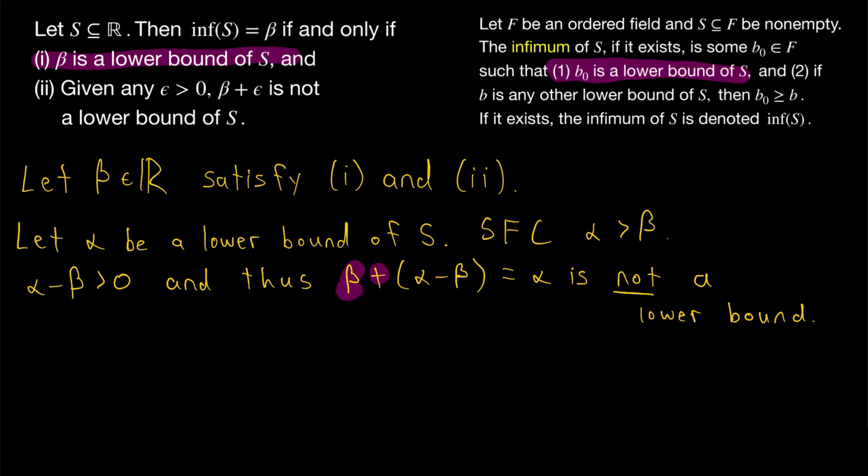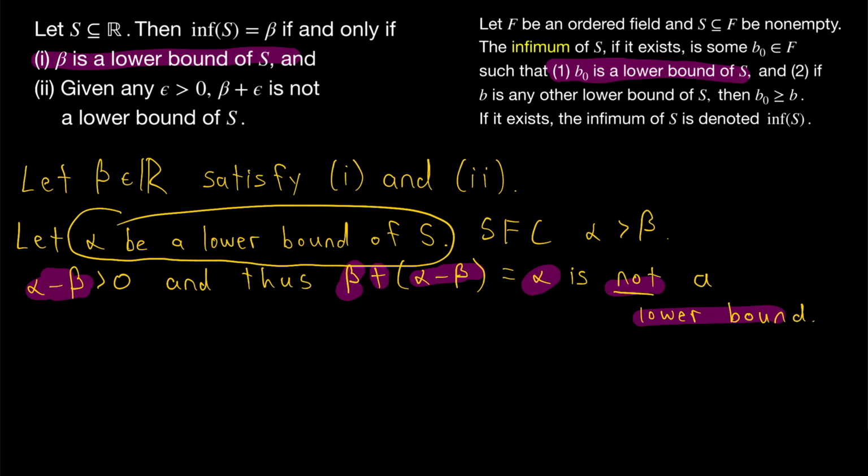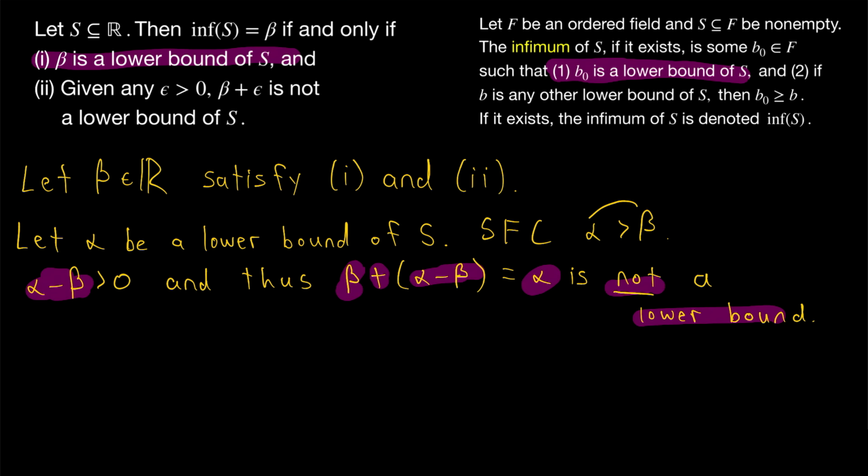So, beta plus alpha minus beta, which is equal to alpha, is not a lower bound of S, which contradicts the definition of alpha. It was defined to be a lower bound of S. Thus, alpha cannot be greater than beta. Hence, any lower bound of S, if we call it alpha, any lower bound of S must be less than or equal to beta. And thus, of course, beta is, by definition, the infimum of the set.